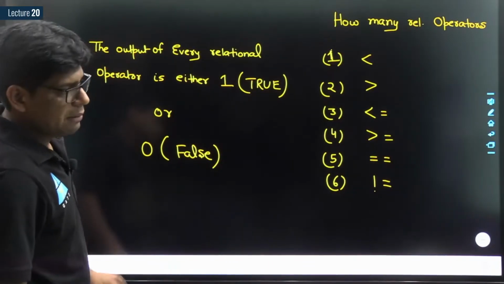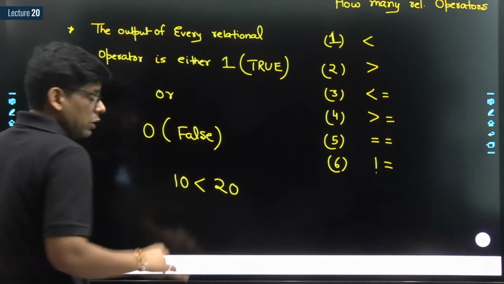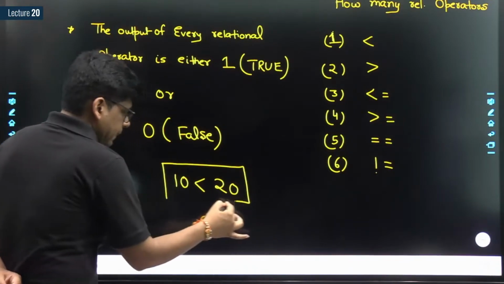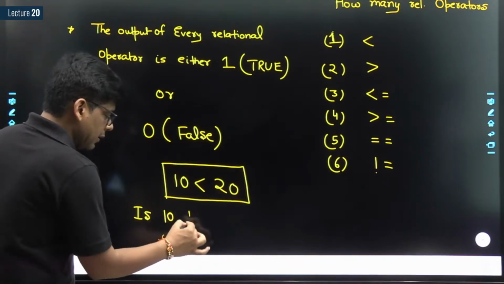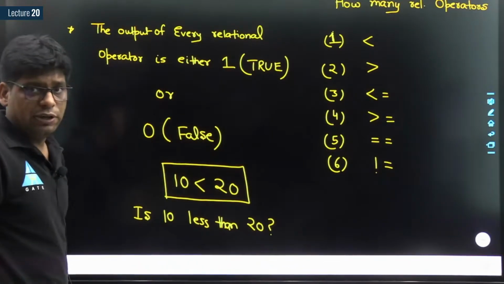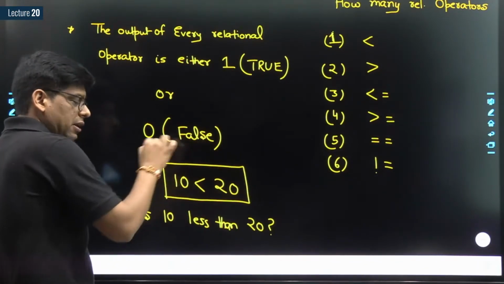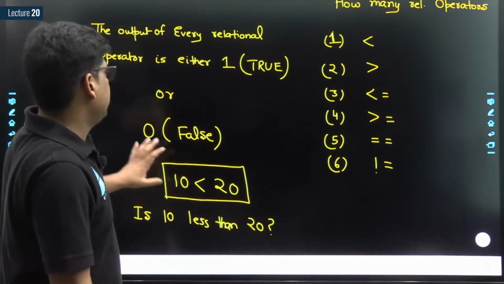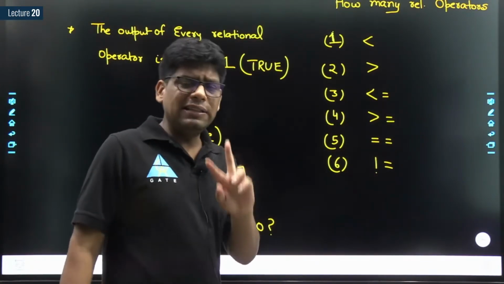For example, what about this? This is nothing but a question, is 10 less than 20? Is it true that 10 is less than 20? Yes, it is true. That means what is the result of this operation? The result is 1. Why? Because this statement is true. So always remember the output of every relational operator, no matter what, is either 0 or 1.